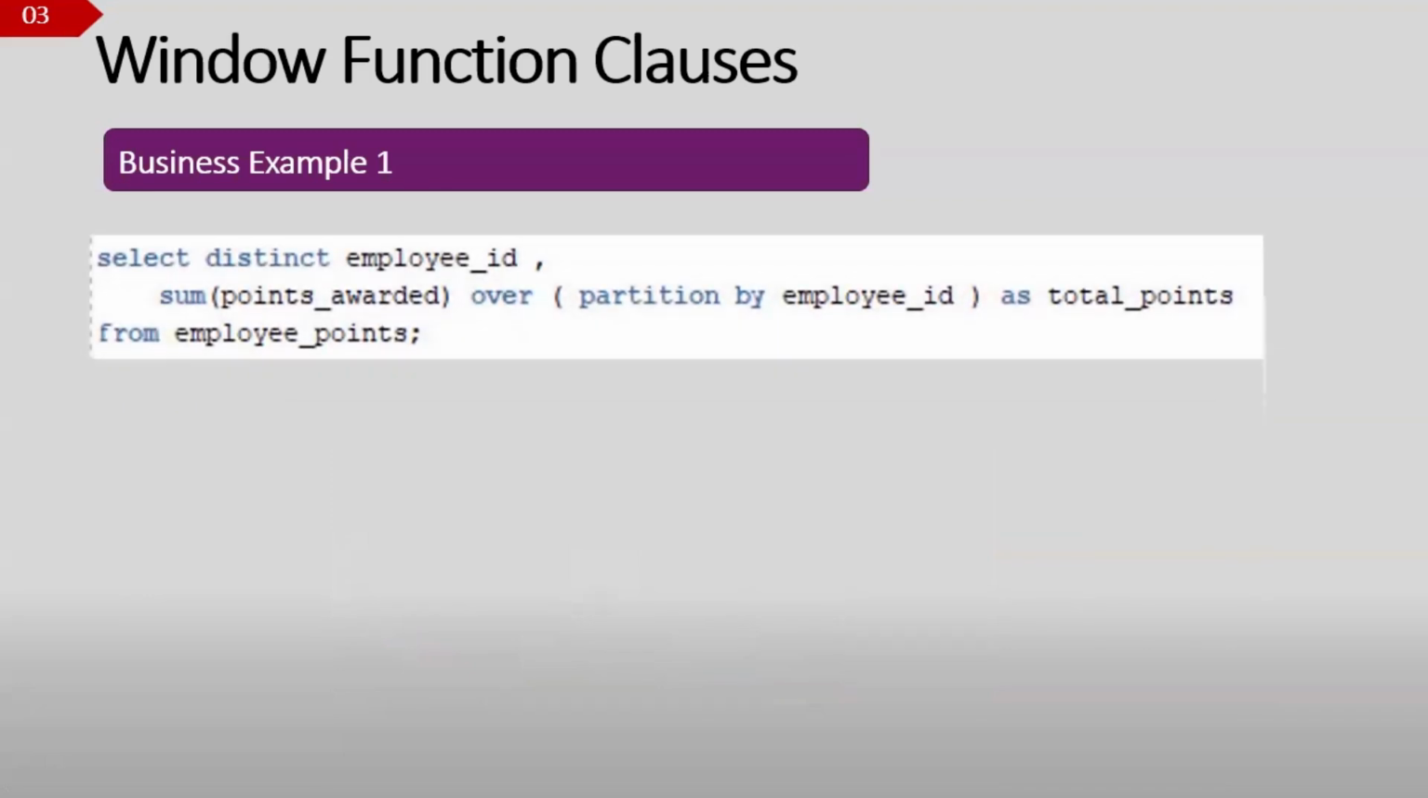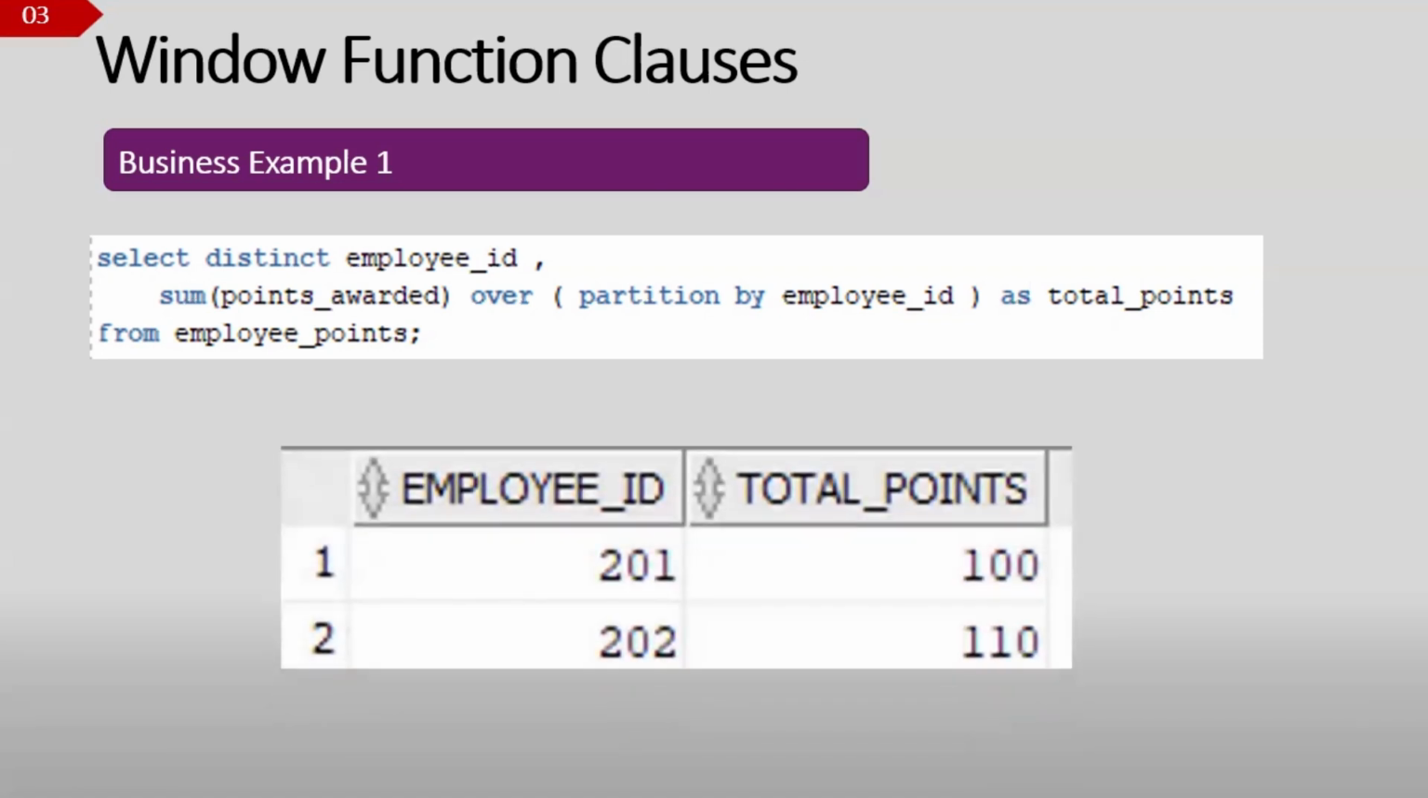We will put this to overcome the duplicates, because we have 6 rows, it will have 6 outputs, and we need only 2, 1 for each employee. So we'll use distinct employee ID and sum. Inside the sum, you give it the column that it will sum. But in the over condition, you will tell it to partition by employee ID. Calculate this sum for each employee as total points from employee points. And here you get the employee ID, and in front of it, the total points this employee ID got. And also for 202, 201, and so on, for all the employees.